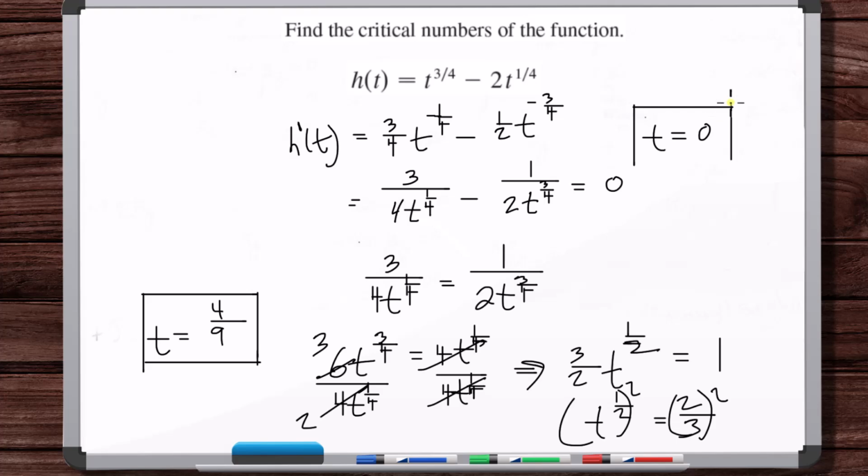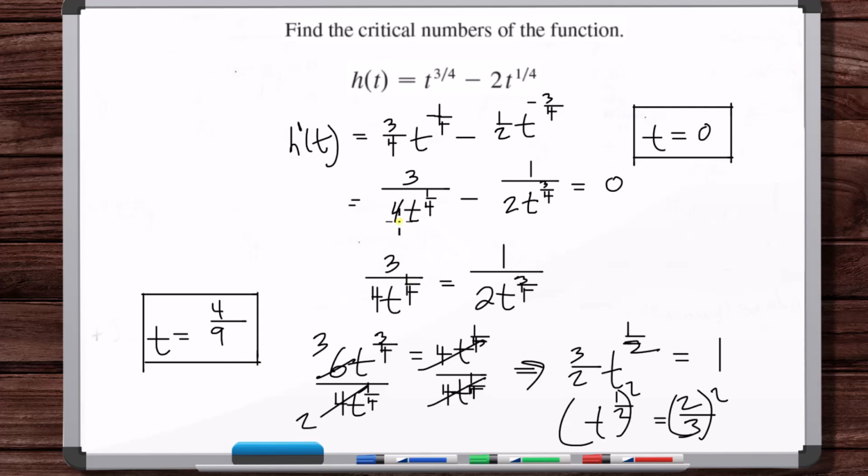And t is equal to 0. Those are the critical numbers. Well, actually, technically, since we squared both sides, we need to check that this is actually a solution. That's what you do with radical equations. Since sometimes you're squaring both sides or taking an even power to both sides, you can have extraneous solutions.